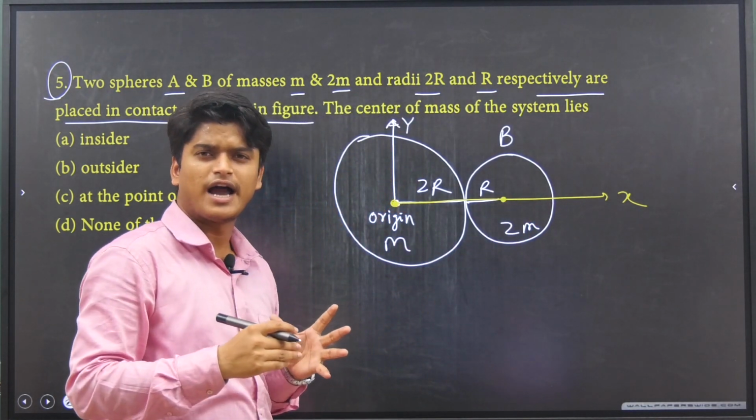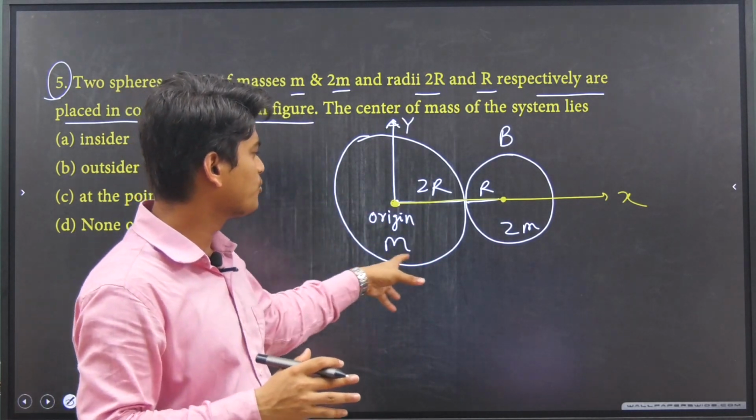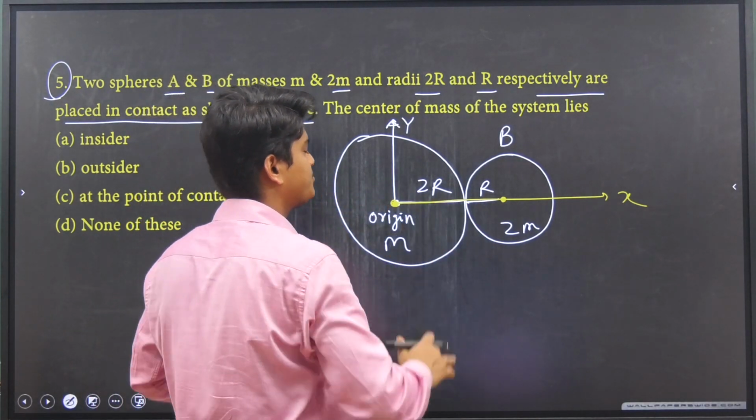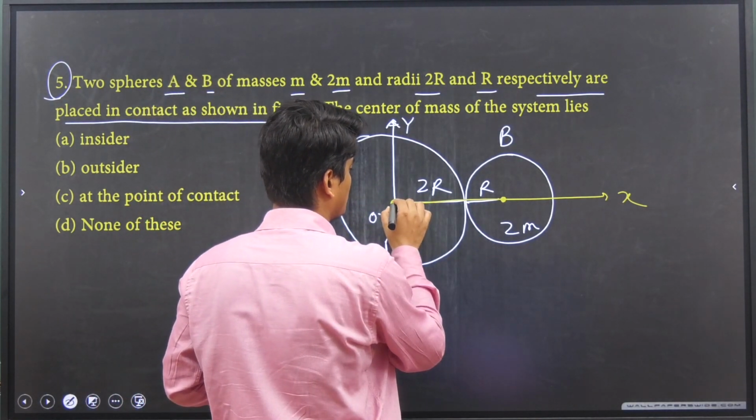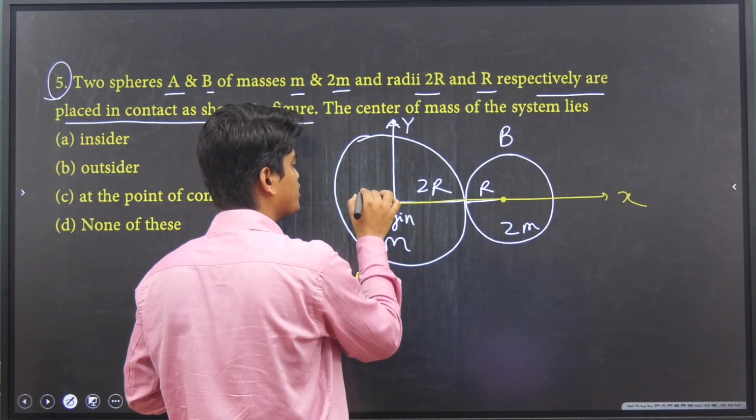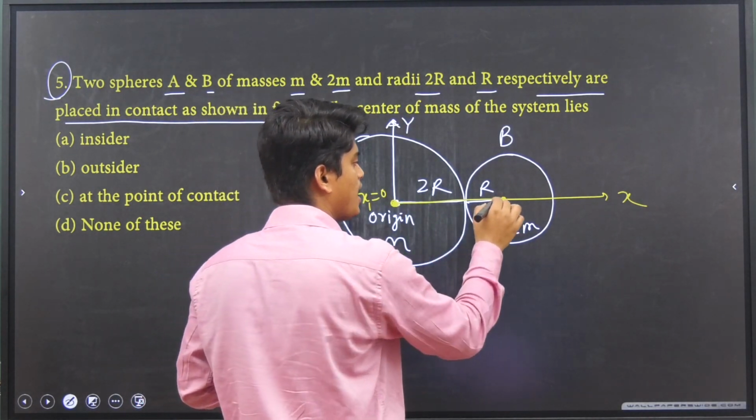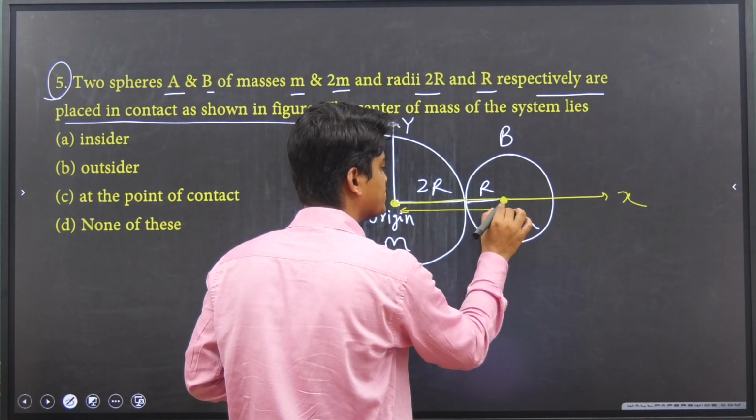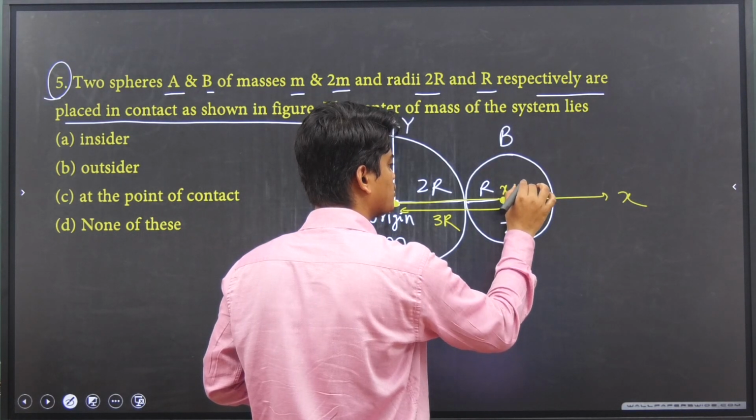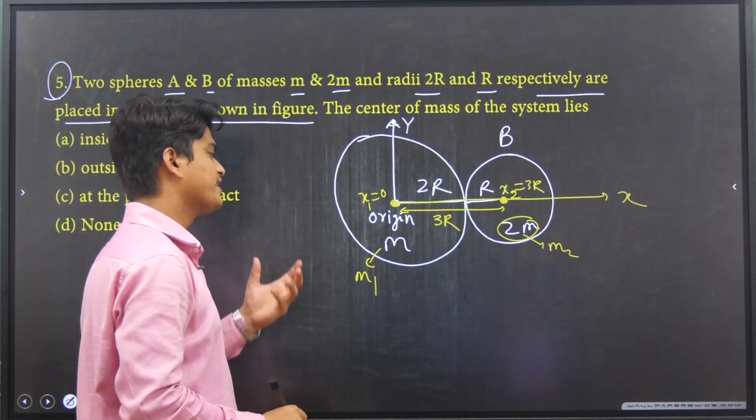Because always remember, I told you, whenever symmetrical objects are there, the center is basically the center of mass. You can directly take it, so here symmetrical spheres are there. Now this mass is m1, and its position at x equal to 0, I can take as x1. And if we check this distance, it is 3r, so x2 is 3r, and this 2m I can take as m2. Now I can use my formula.